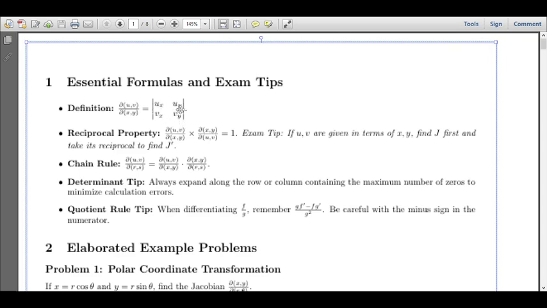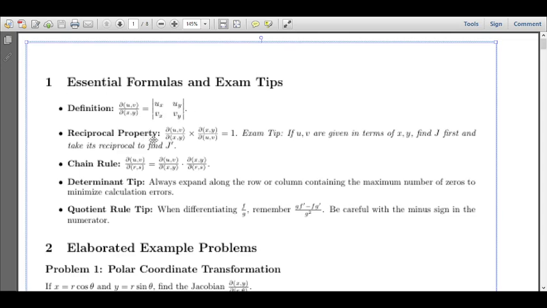u_x means dou u by dou x, u_y means dou u by dou y, v_x means v with respect to x, that is dou v by dou x, and v with respect to y, that is dou v by dou y. By finding the second order determinant by AD minus BC, we will get the corresponding Jacobian.